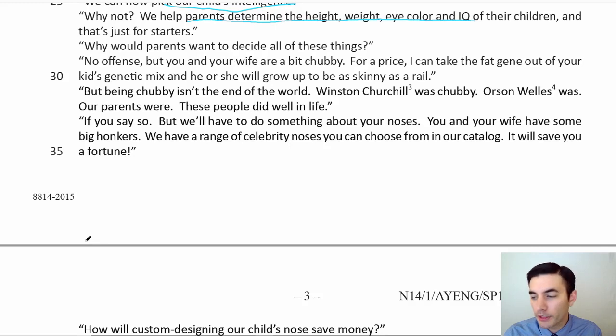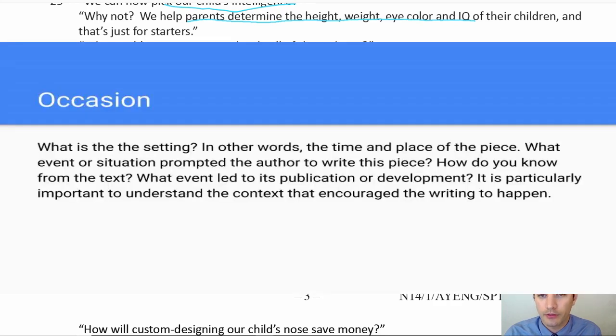We're going to look at the actual wording for occasion that we want to use in the future, and make sure that you can answer that based on this document. So if we look at occasion, what is the occasion? In other words, the time and place of the piece. What event or situation prompted the author to write the piece? How do you know from the text? What event led to its publication or development? Is it particularly important to understand the context? Or rather, it is particularly important to understand the context that encouraged this writing to happen.